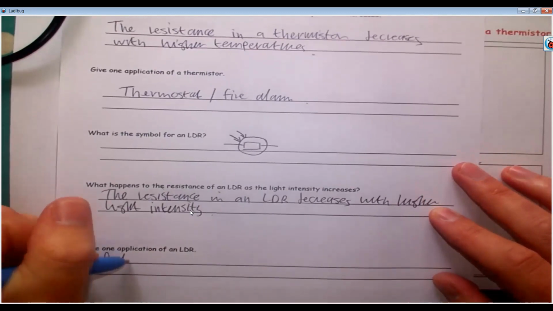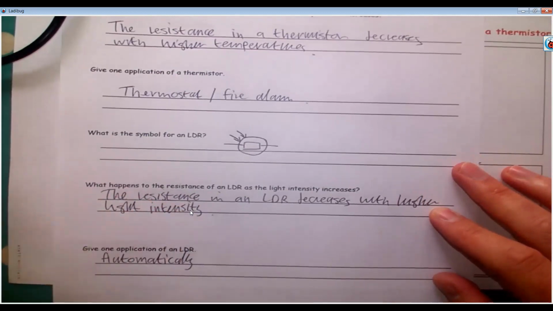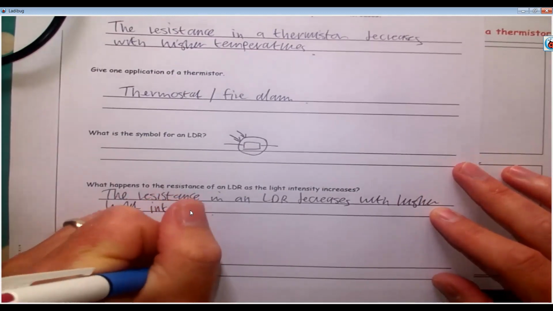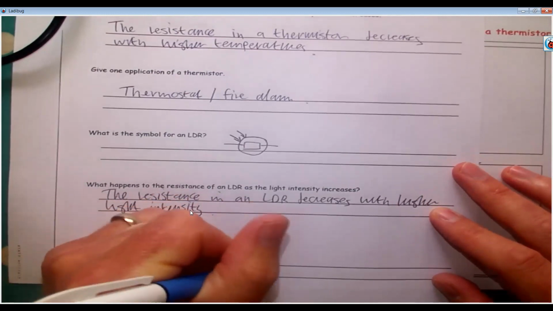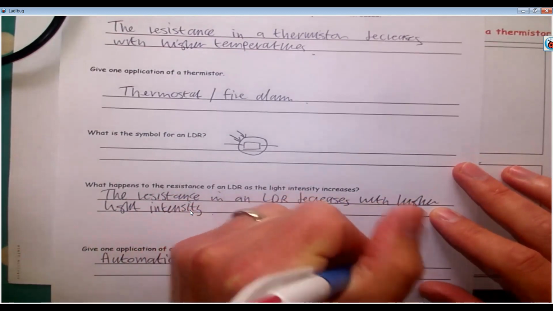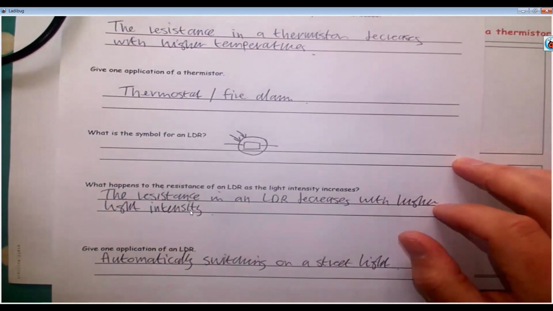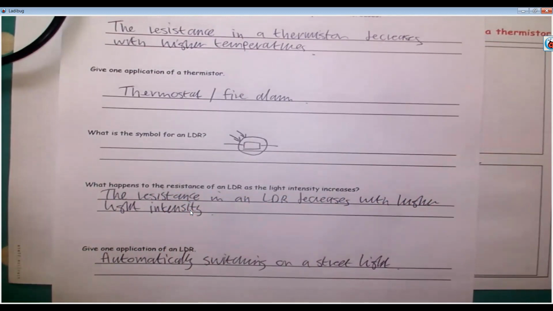Perhaps automatically switching on a street light, because there's no one pressing a button somewhere to switch our street lights on and off. It is simply an LDR reacting to how much light there is in the environment around. So on a particularly dull day, even in the daytime, street lights may come on.